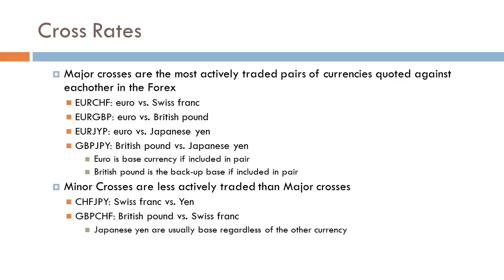Minor crosses are less actively traded than major crosses. These include the Swiss franc versus the yen and the British pound versus the Swiss franc. Japanese yen are usually the base regardless of the other currency.